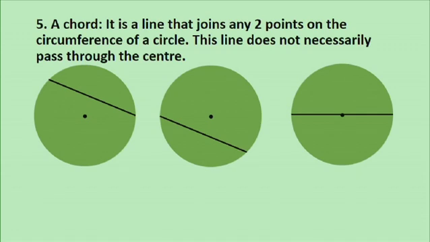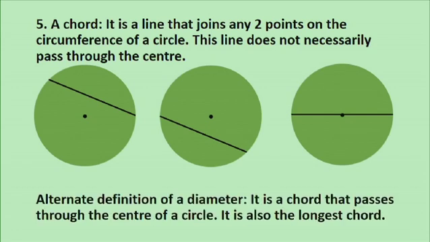Let's continue with the elements of the circles. A chord. It is a line that joins any 2 points on the circumference of a circle. This line does not necessarily pass through the center. But if it passes through the center, this will lead us to an alternate definition of diameter. It is a chord that passes through the center of a circle. It is also the longest chord.